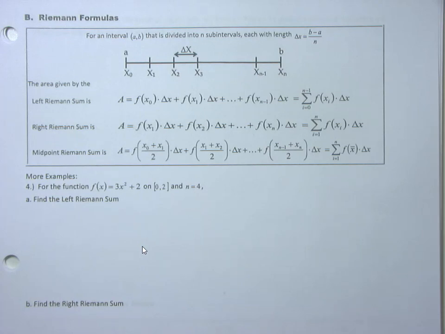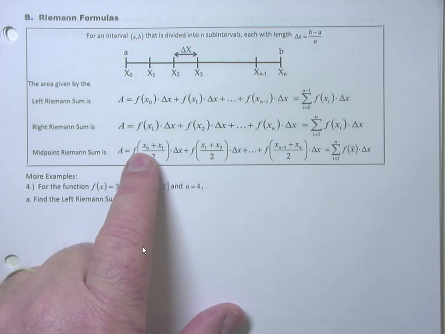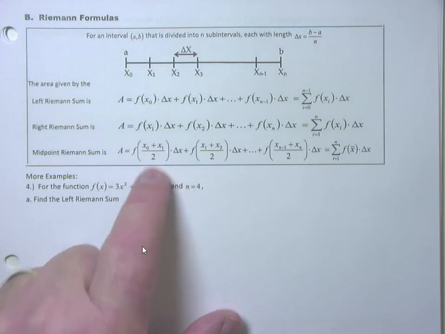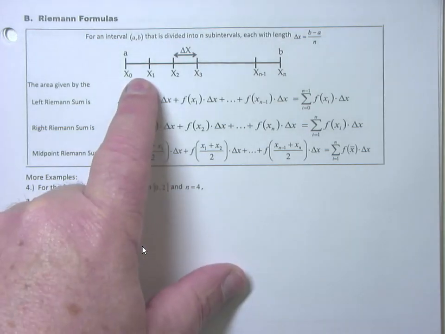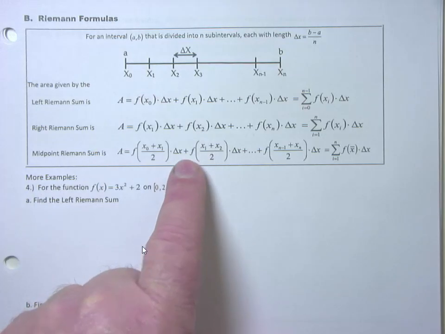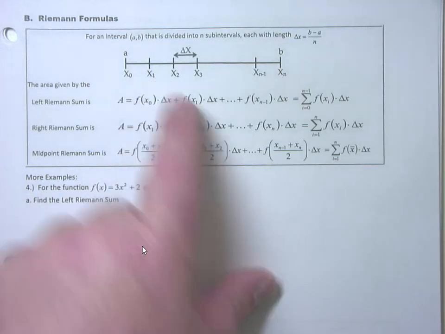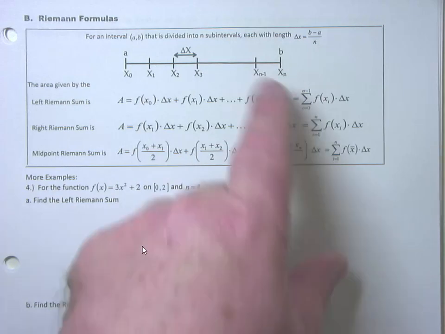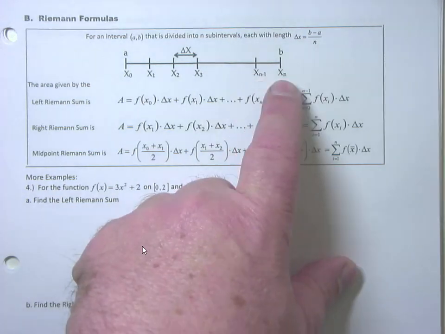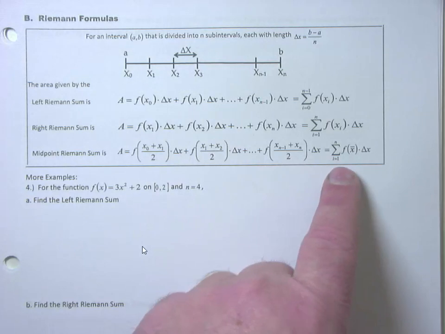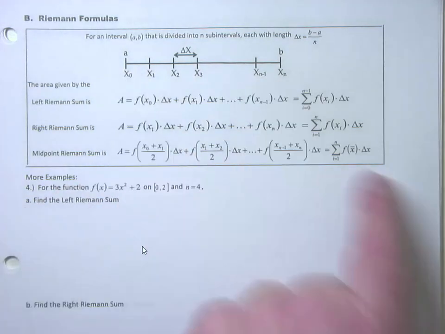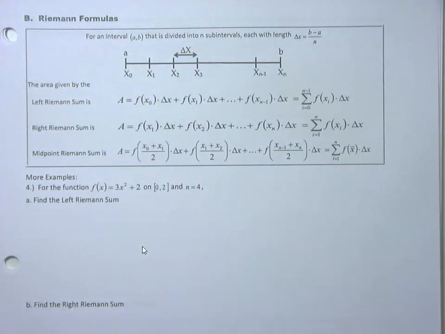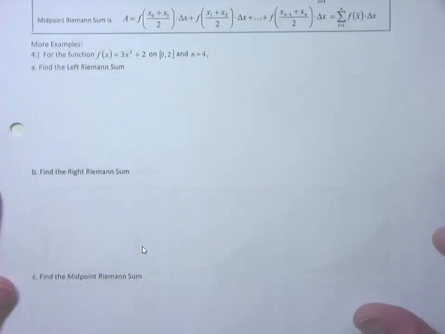Because the error below and the error above pretty much cancel each other out. That's the nice aspect of it. So it's f of (x0 plus x1) divided by 2, which is the midpoint between x0 and x1, times delta x, plus the midpoint between x1 and x2 times delta x, plus dot dot dot, plus the midpoint between xn minus 1 and xn times delta x. So it's the sum as i goes from 1 to n of f of x bar, representing the midpoint, times delta x. So let's do this particular problem here.